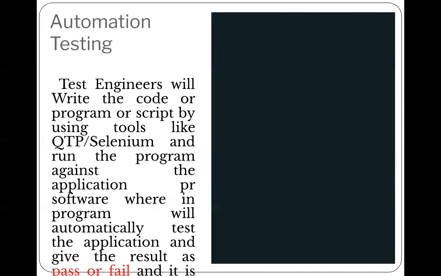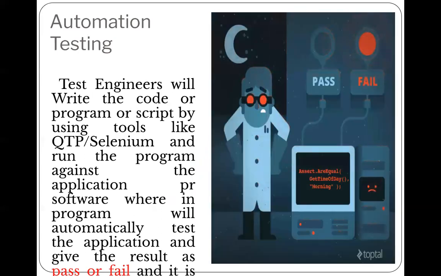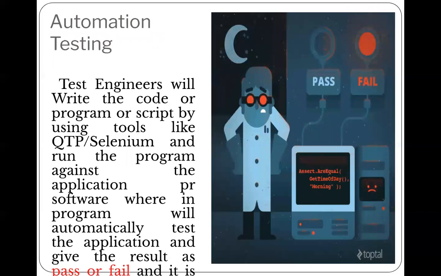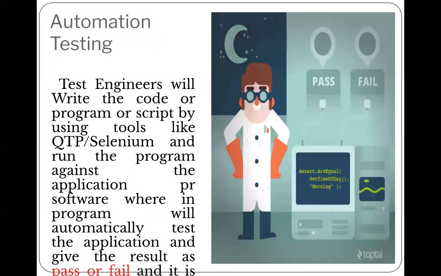Automation testing is nothing but writing code against an application under test. You write this code in your automation tool, and you test against that application.